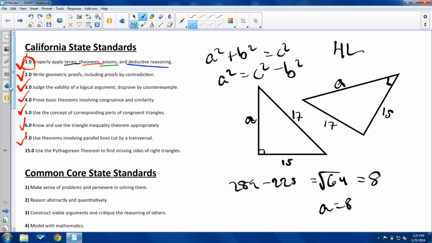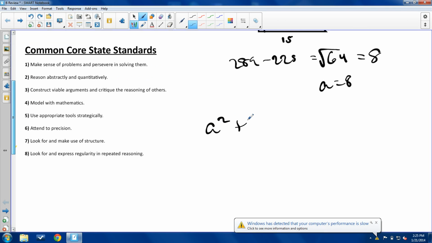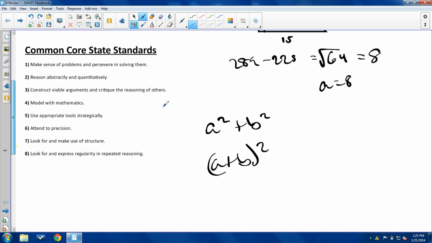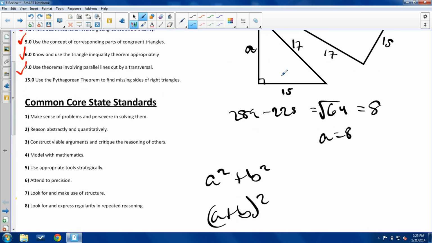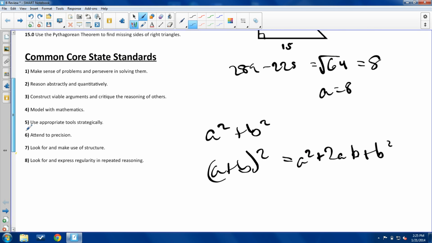Okay. Now I want you to keep in mind, there's a difference between a squared plus b squared and (a plus b) squared. You don't want to add these guys together first, then square it, because this is a squared plus 2ab plus b squared. It's a perfect square trinomial, and you have to use FOIL to do that. So those are two different things, obviously. Just want to keep that in mind.